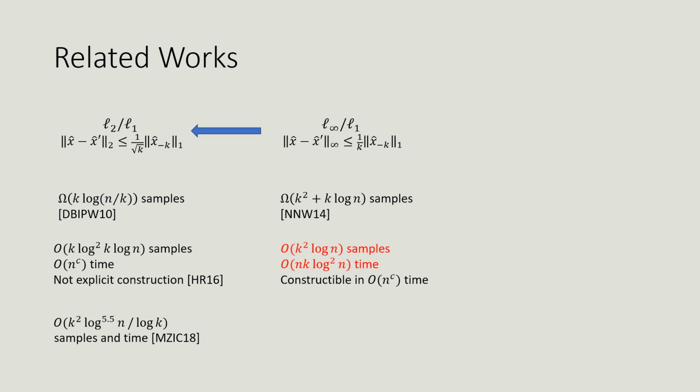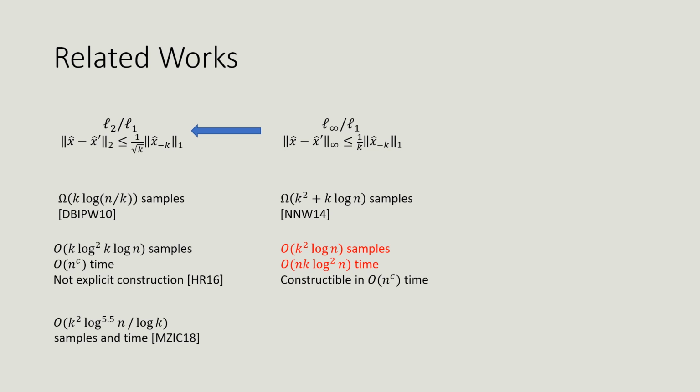In this paper, we focus on the L-infinity/L1 error guarantee. We first give a superlinear time algorithm with linear dependence on n and k-squared log n samples. So the runtime is n times k log squared n. The number of samples is only suboptimal by one log n factor. Furthermore, the samples used by our algorithm are constructible in polynomial time.